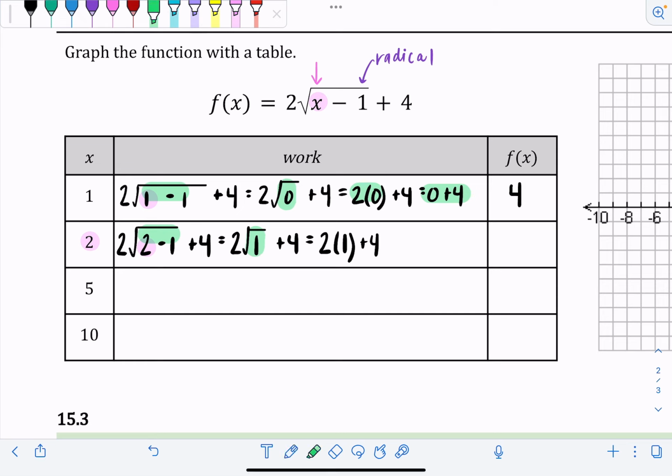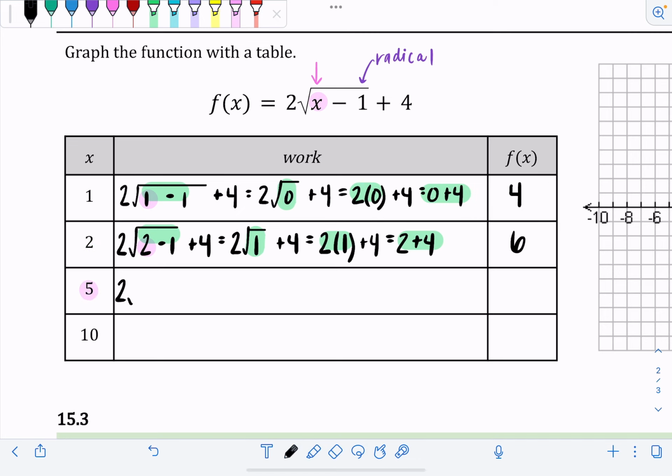And then next we have multiplication and addition. So we would multiply first. So it would be 2 times 1, which is just 2, and then plus 4. And then finally we can add 2 plus 4 to give us 6. And then same process, new x value. So we'll do x equals 5.